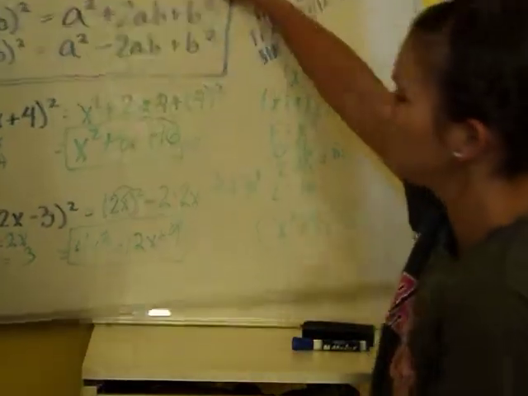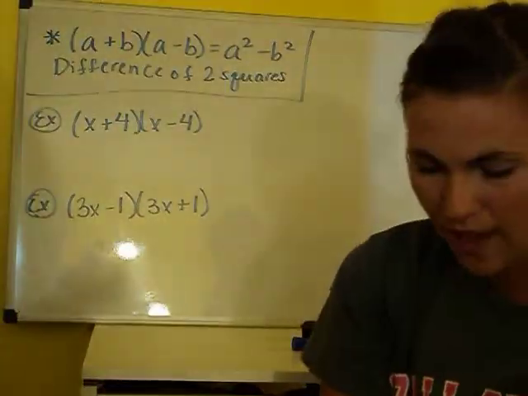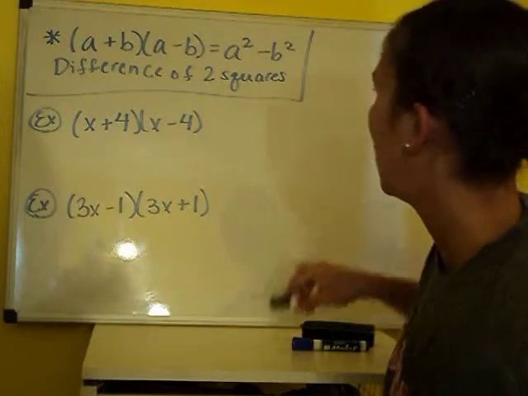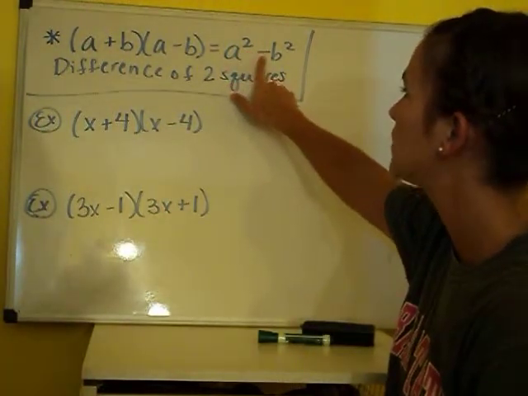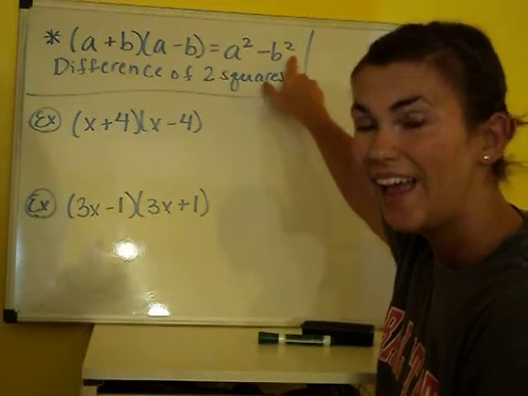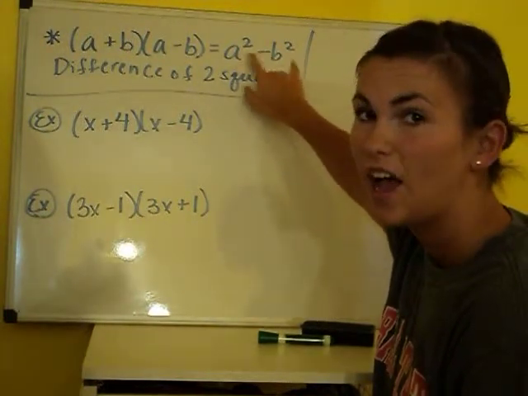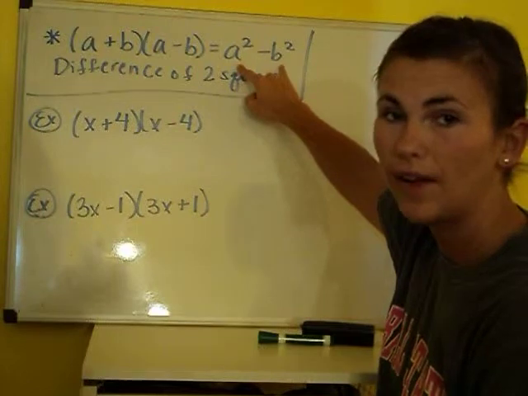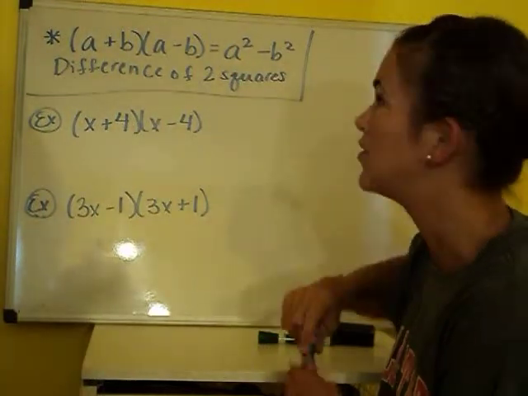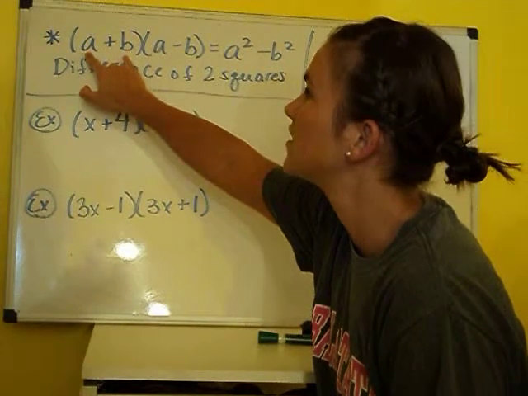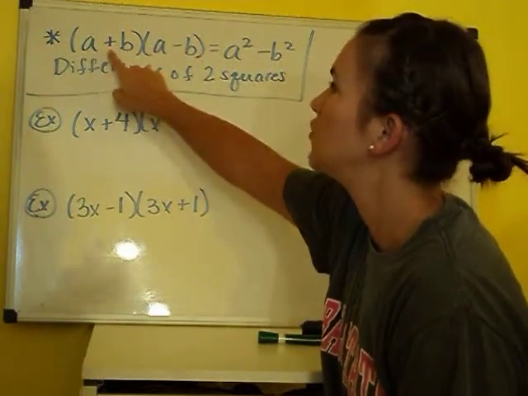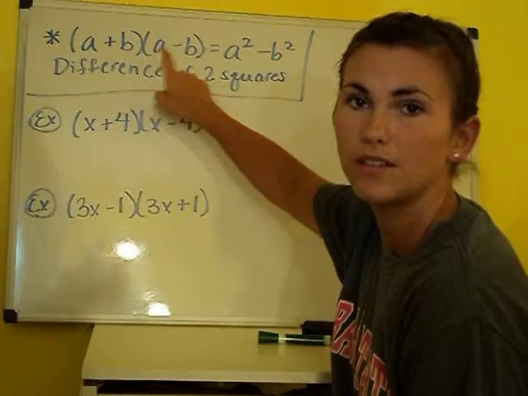Okay? Alright, the last rule we have is something called a difference of two squares. Okay, so here we have a perfect square and we're subtracting another perfect square. Hence a difference of two squares. The way that you get a difference of two squares is when you're multiplying something with the same first and last terms, but in each parenthesis we have a plus and a minus.